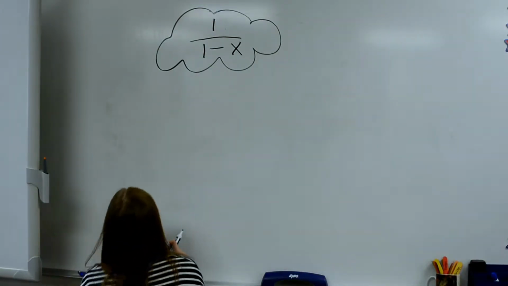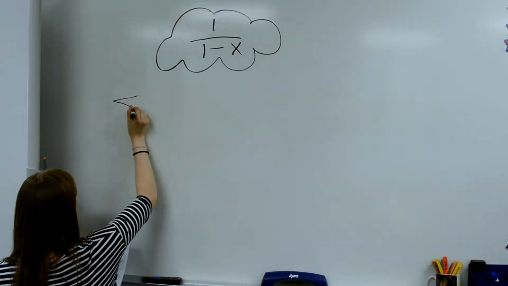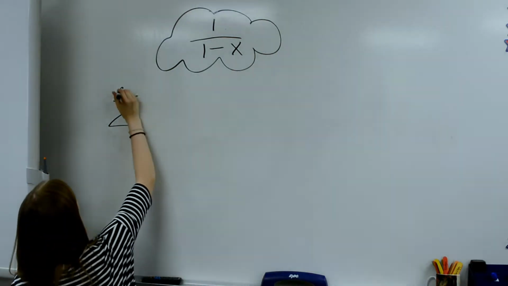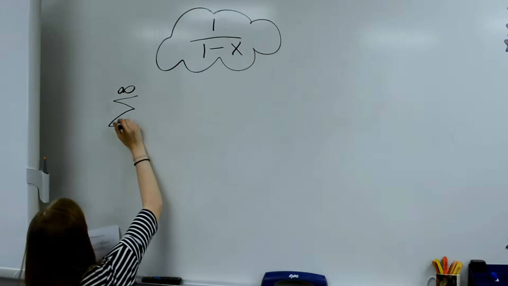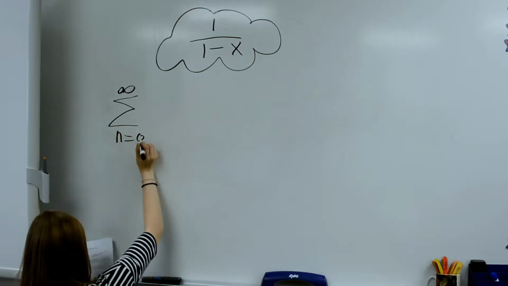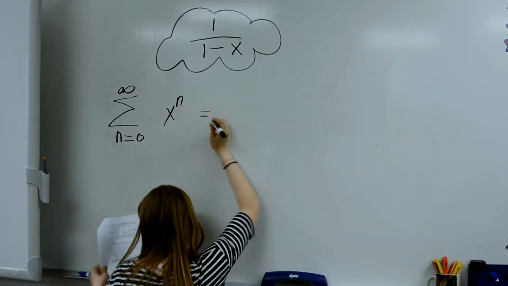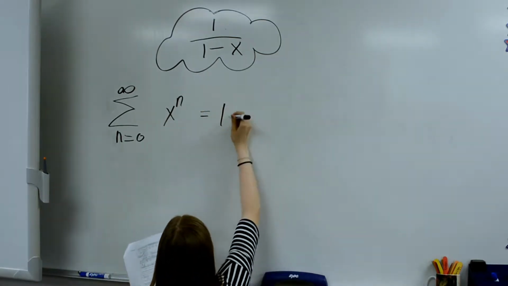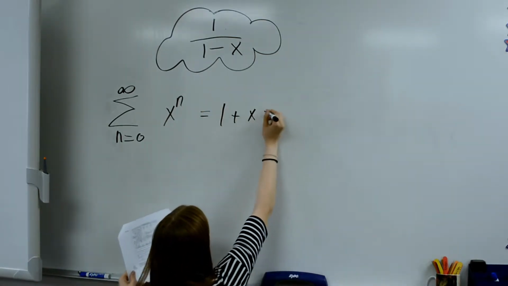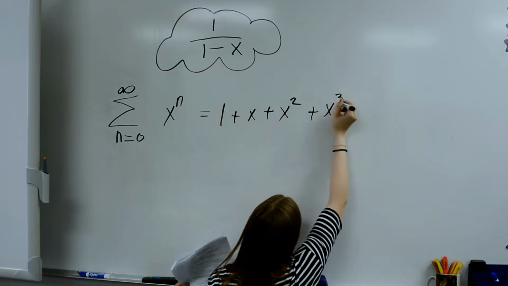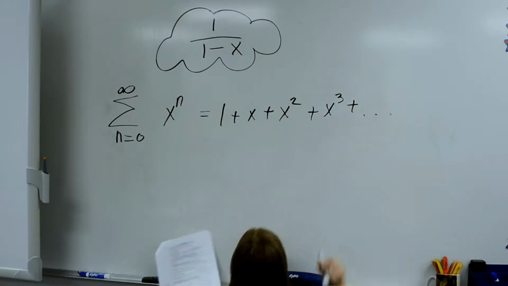Number 4! The very last series you should memorize is 1 over 1 minus x. Ta-da! The general term is the summation to infinity when n equals 0 of x to the n, and that's it. That equals 1 plus x plus x squared plus x cubed, and so on.